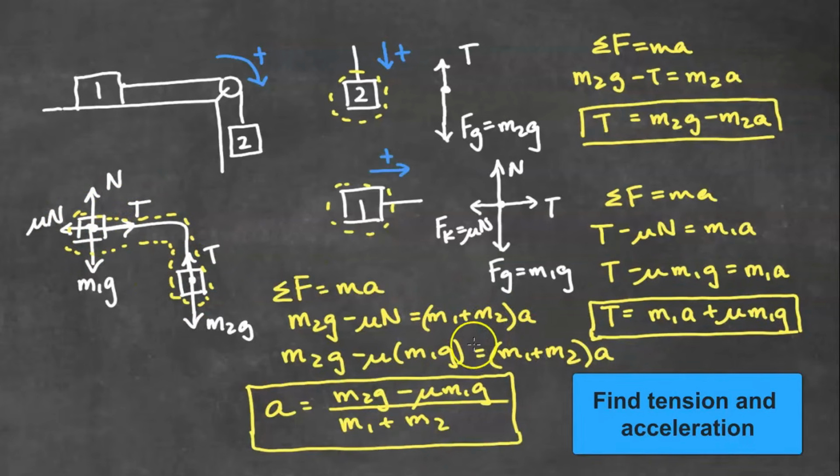And then we're going to substitute the normal force with m1g because we know these two are equal to each other. It's not accelerating up and down. And then we're going to divide by m1 plus m2 on both sides. And we get that the acceleration is m2g minus mu m1g divided by m1 plus m2. So even if you don't know the tension, you can still solve for the acceleration.